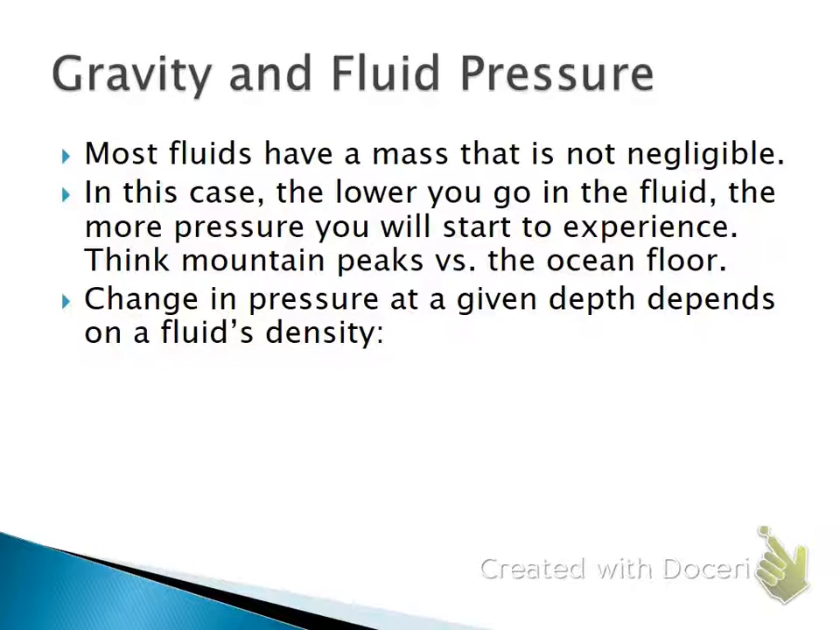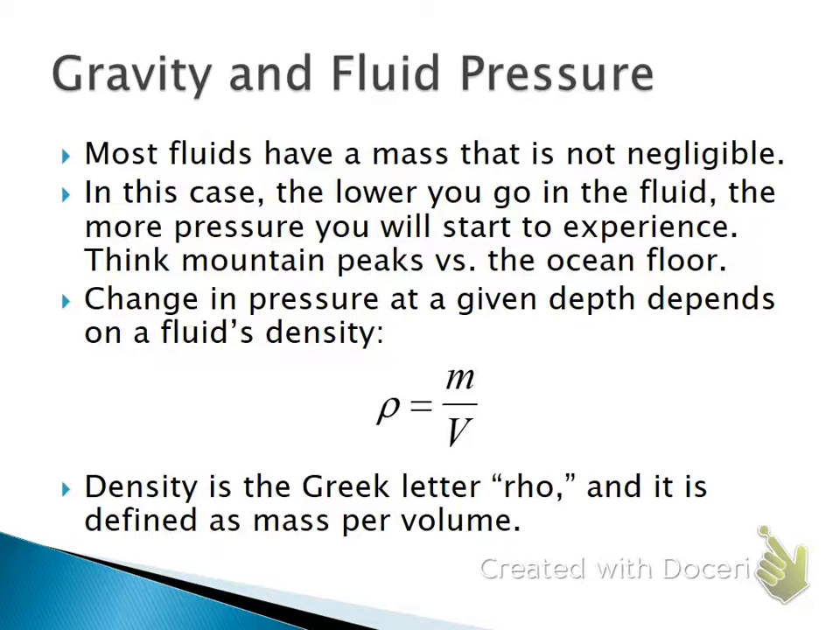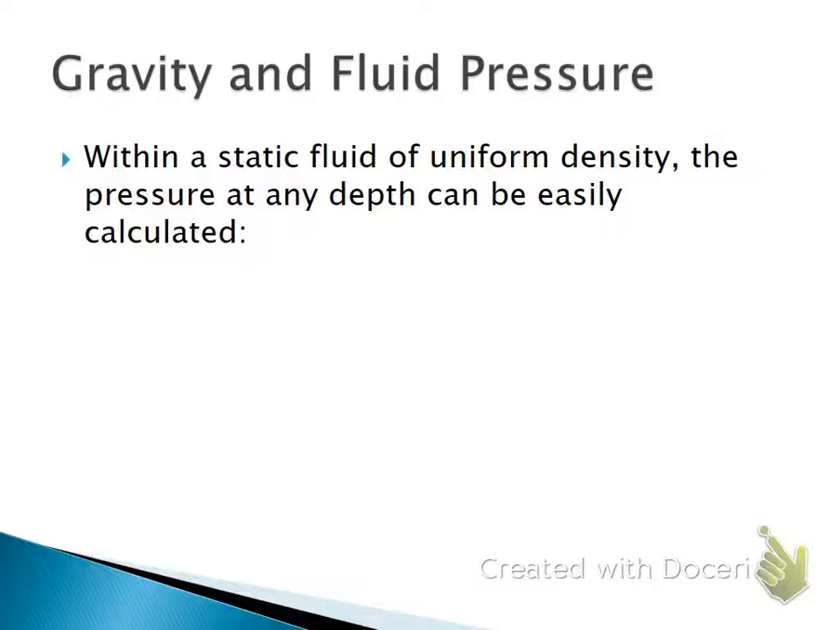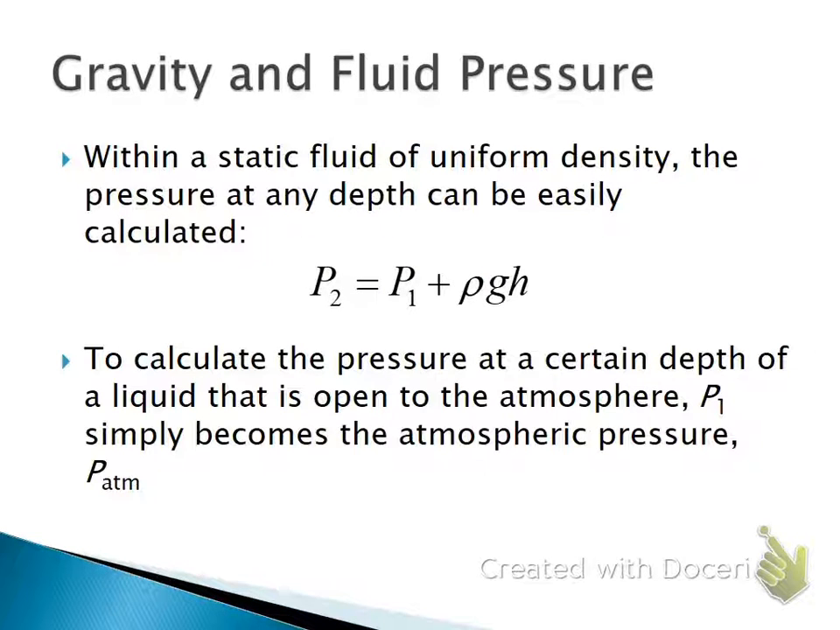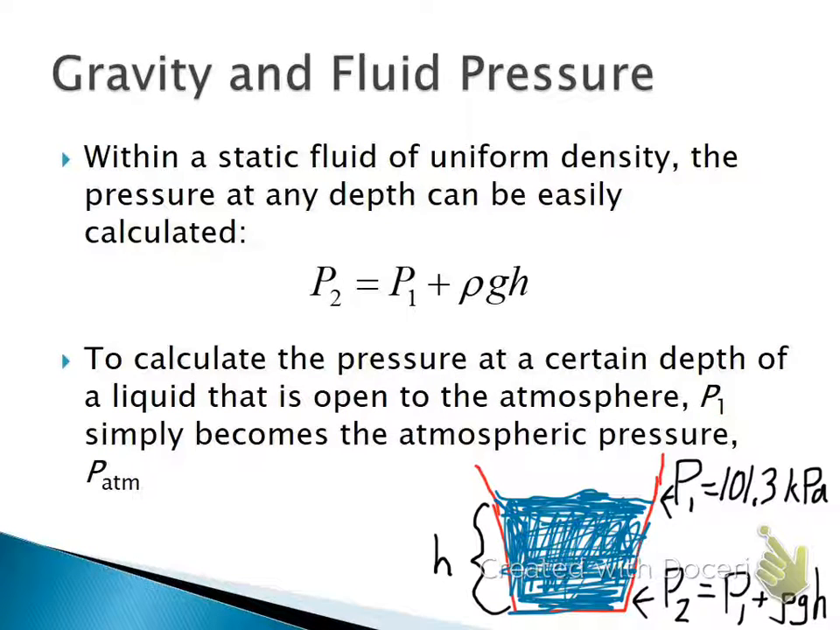Now, this change in pressure depends on a fluid's density, and as you all probably know from a previous physical science class, density is just mass per volume. It's denoted by the Greek letter rho. Now, if you're at a different depth, you can calculate the new pressure. In this case, the pressure is going to be a lot bigger down at the bottom because you've also got gravity pulling down on all these particles. So on average, you'll have more collisions down low simply because of gravity.